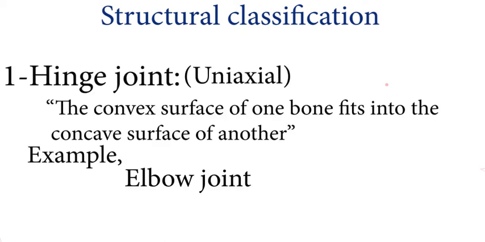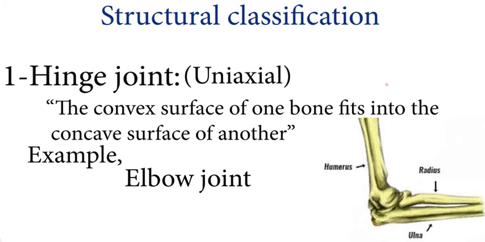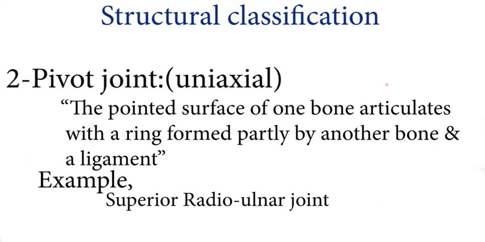The first joint is the hinge joint. It is a uniaxial joint. It means it allows movement in only one axis. In this joint, the convex surface of one bone fits into the concave surface of another. Its example is the elbow joint. The other is the pivot joint. The pointed surface of one bone articulates with the ring formed partially by another bone and a ligament. Its example is the superior radioulnar joint. The pointed upper end of the radius fits into a ring made by the ulna, and it is completed by a ring made by a ligament.